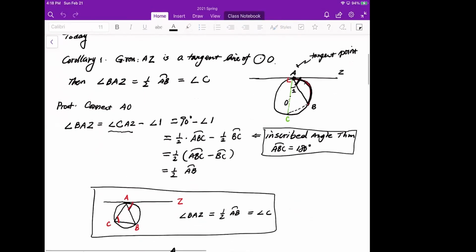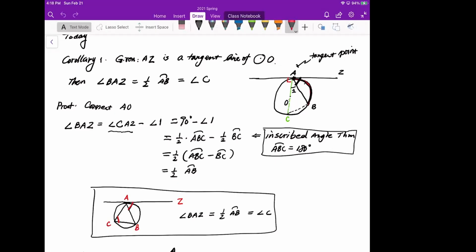And now the corollary. What's the first corollary? The first corollary says that if AZ is a tangent line, then the angle BAZ, so this angle, right? This angle is the same as half of the arc AB. In other words, it's just the same as this angle here, right? So the two angles are the same.